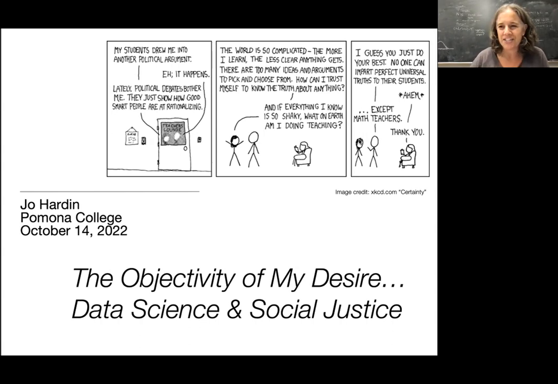My name is Jo Hardin. I teach at Pomona College. It's an undergraduate institution in California, so I'm all the way on the West Coast. Today I'm going to talk about ideas of objectivity and data science as an objective, like the algorithm is the truth or whatnot, and how humans play a role, and what we think about when we think about data being involved in the model.